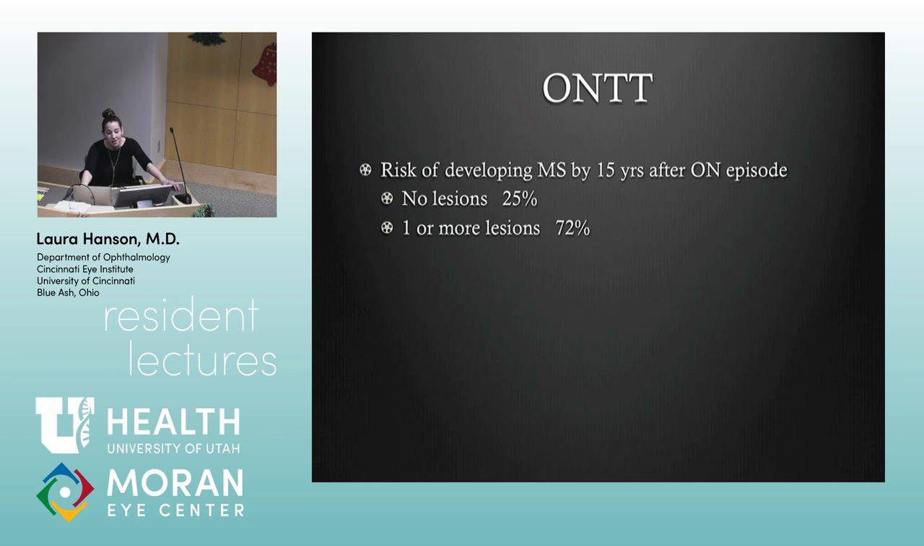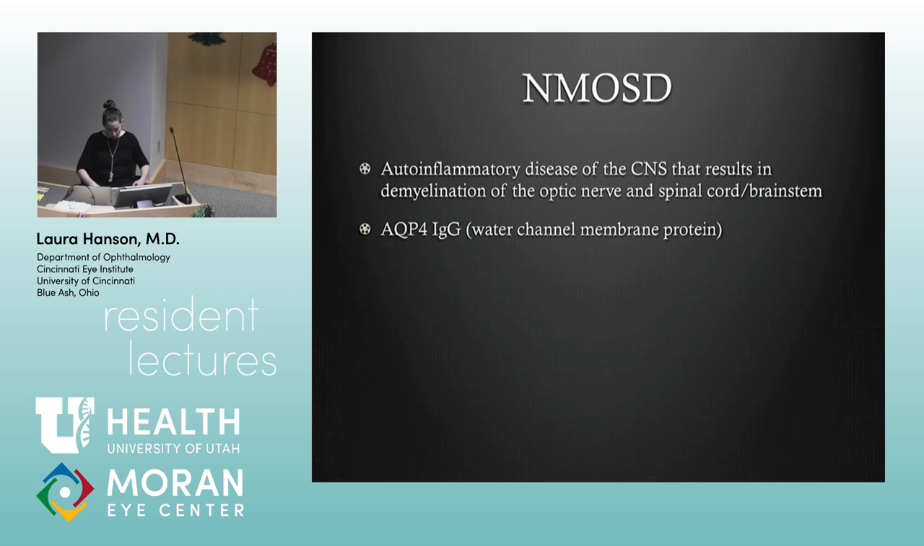NMO is going to probably be asked about more and more over the next few years, because so much more is being learned about it over time. But, it's an autoimmune condition that results in primarily demyelination of the optic nerve and spinal cord, but you can hit the brainstem as well. And there is the particular autoantibody, the IgG against aquaporin-4 water channel membrane protein in the astrocytes.